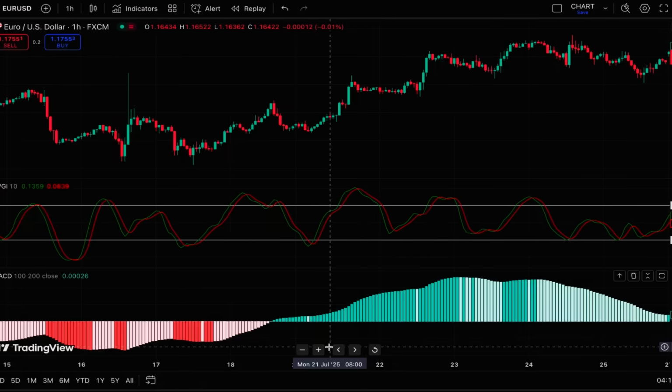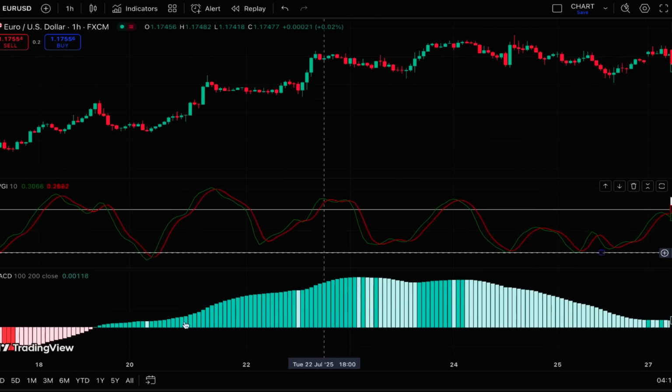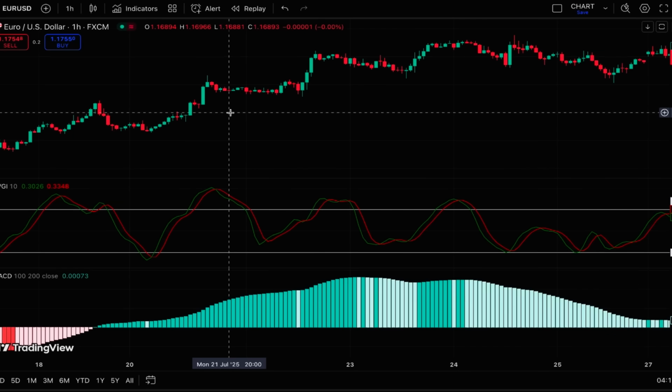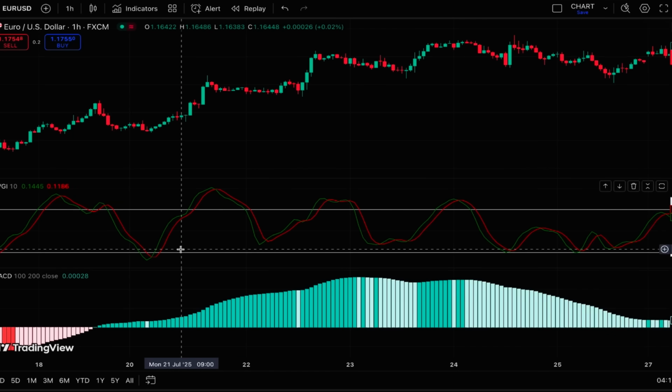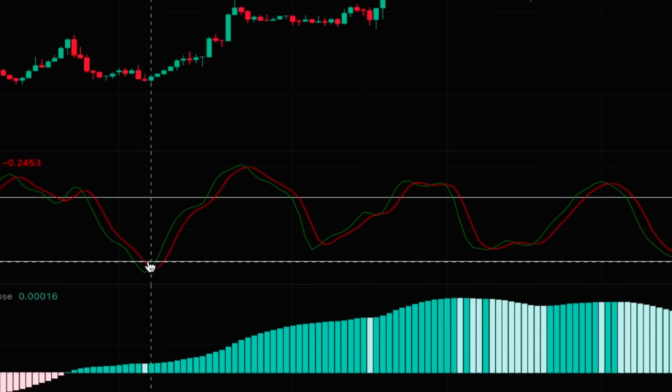Alright, as I said, when the MACD histogram is green, the market is trending up, and in this situation, we should look for long position opportunities. For this purpose, we're going to use this indicator, RVI, and we wait for the times that RVI goes below this level, -0.2, and then when it crosses above the signal line, it is considered a buy signal.